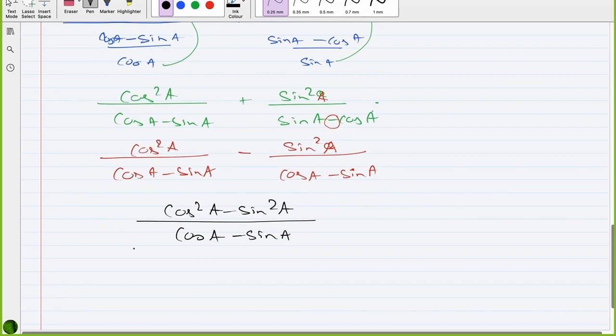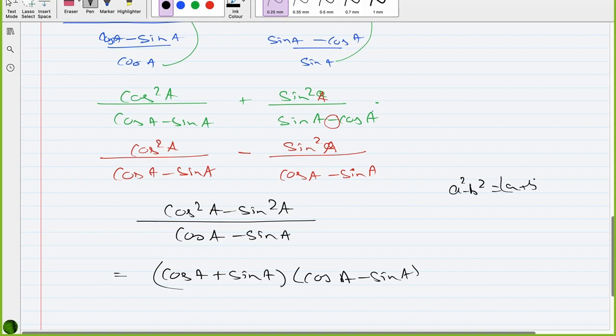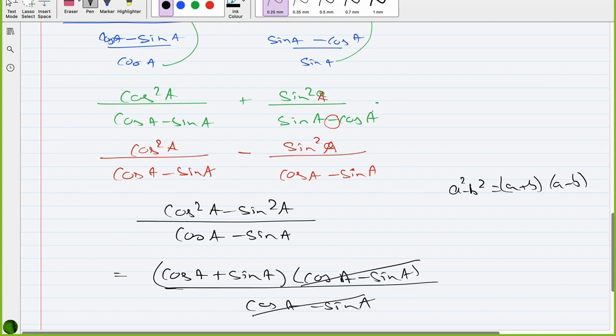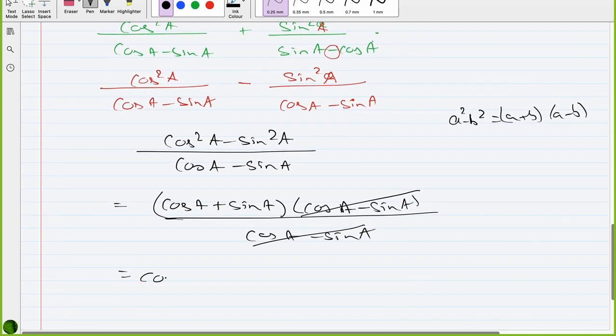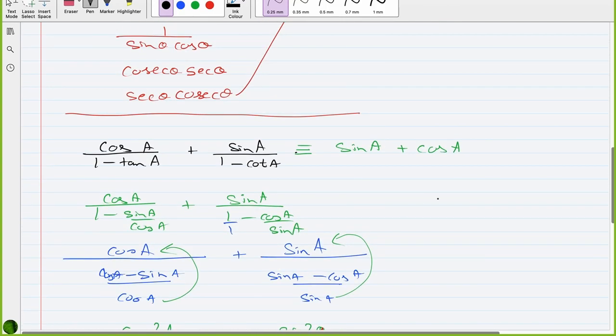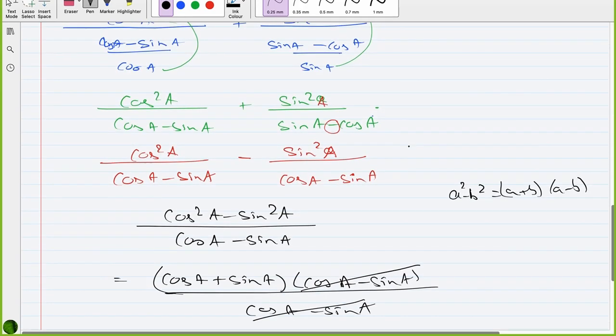Using the identity we get cos A plus sin A into cos A minus sin A. This is the identity, A square minus B square equals A plus B into A minus B, and the denominator was cos A minus sin A. You get rid of these two and finally we get cos of A plus sin of A, and we had to prove cos of A plus sin of A. Clear?